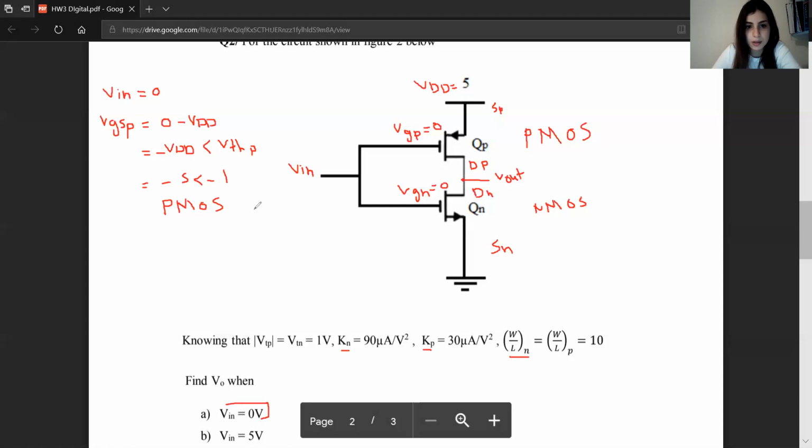So this PMOS is on, whilst the NMOS right here will be cut off, because VGS of N will equal the voltage at the gate, which is 0, and the voltage at the source, which is also 0 because it's connected to ground. Meaning that it's cut off. So it acts like an open circuit.